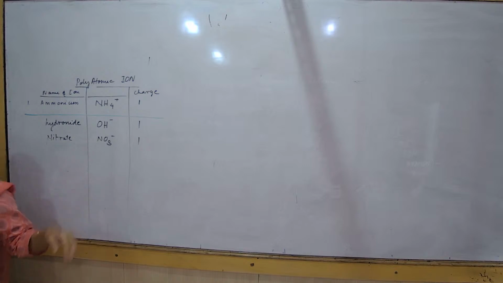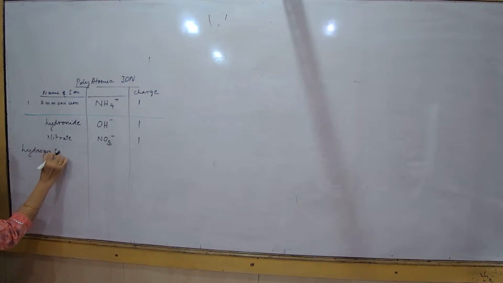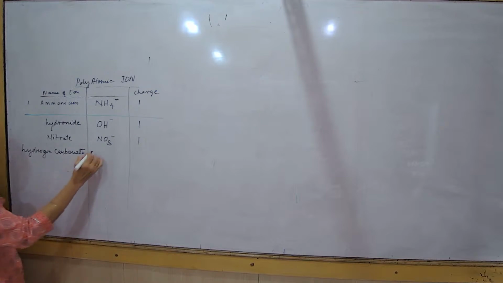Okay. Then comes hydrogen carbonate. What is hydrogen carbonate? Like what thing is it used in? Yeah. Sodium hydrogen carbonate is your baking soda which you are using. Sometimes they can also write it as bicarbonate. It's also written as bicarbonate.